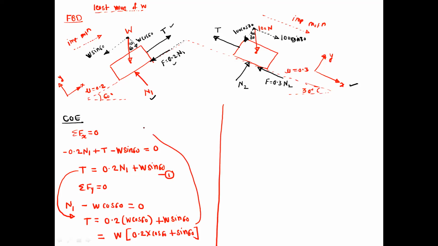So from this equation, T is equal to some constant into W. Okay. So we have to use this relation when we use the conditions of equilibrium for the second block. So now consider the second block and use the conditions of equilibrium.